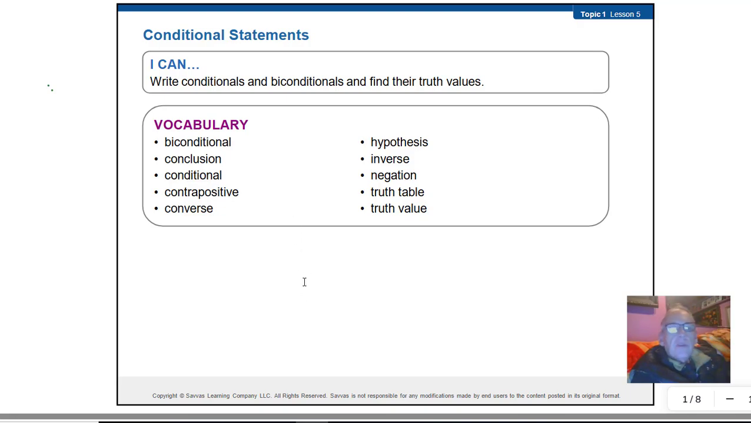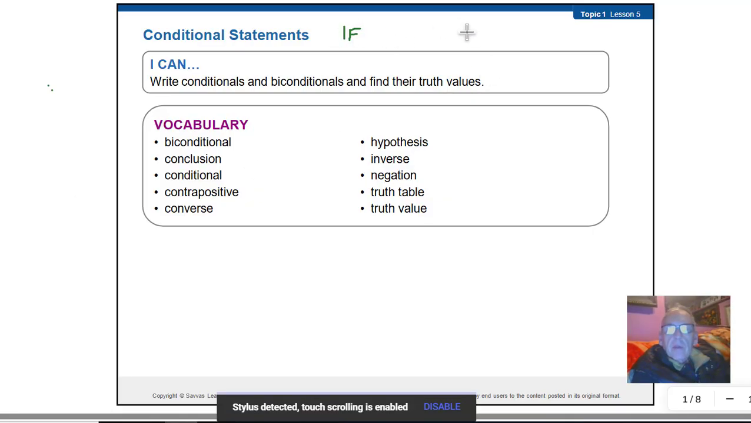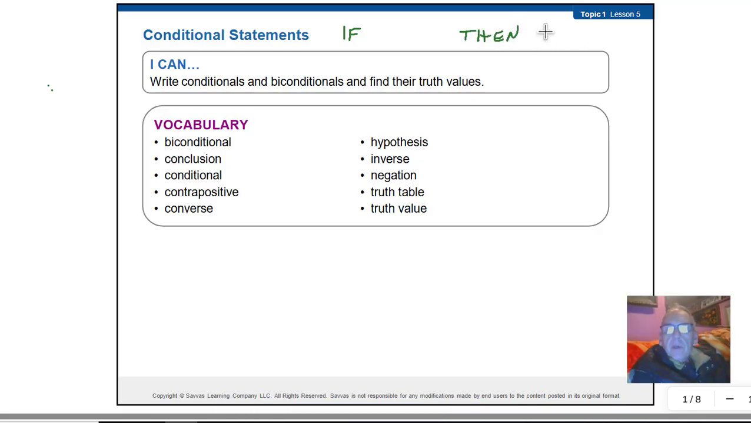Okay, this video is the presentation for 1.5 on conditional statements. And so our first slide on conditional statements. A conditional statement, for one thing, has two parts to it. There's an if part and there's a then part. We call the then part the conclusion, and we call the if part the hypothesis.